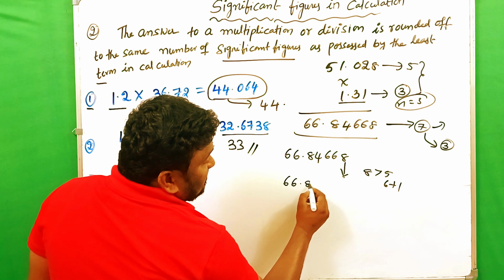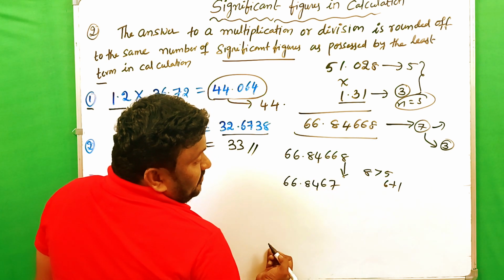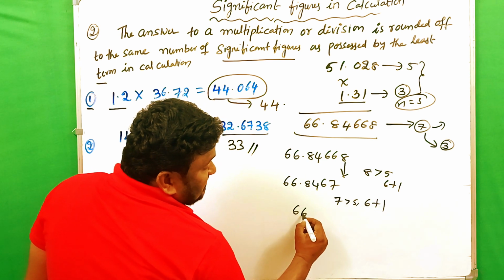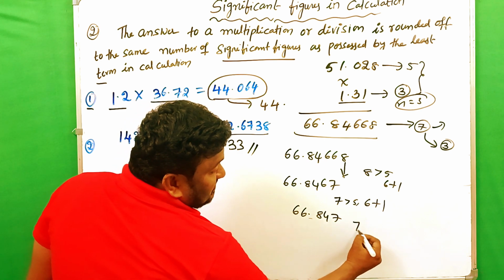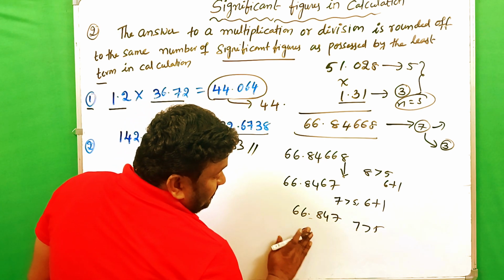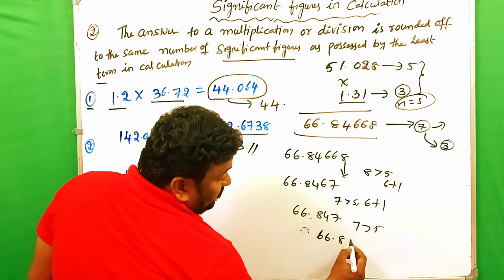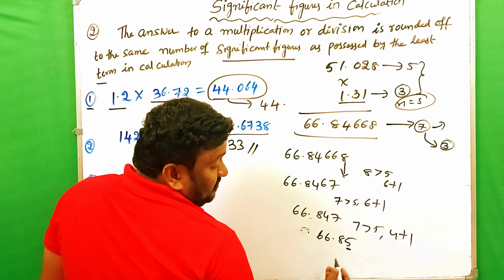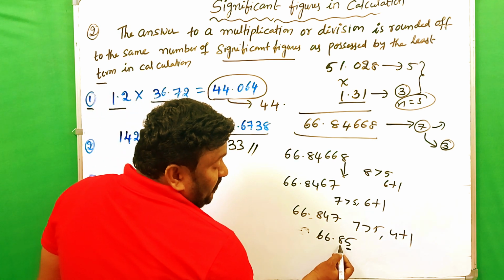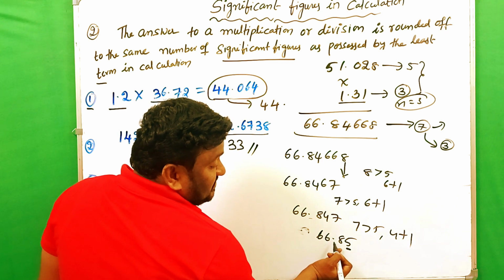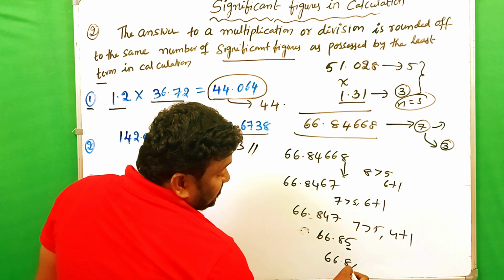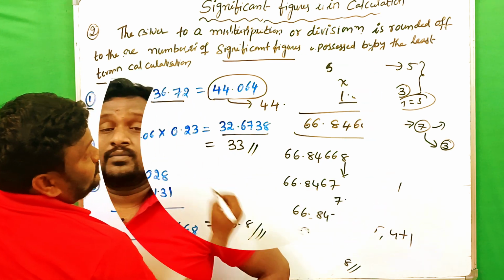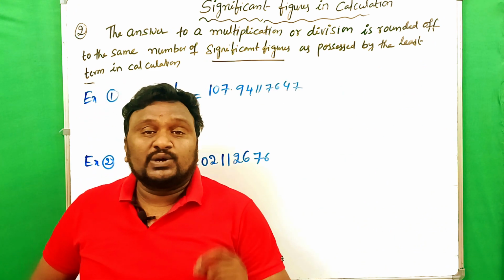Then what is it? 66.847. Clear. And again 7 is greater than 5. Again 6 is raised by 1. 66.847. Again 7 is greater than 5. Then what do we write here? 66.85, because 4 is raised by 1. And this 5 is here. When we have 5 like this, before the number we have to check whether it is even or odd. 8 is even. That's why there is no modification to it. So simply, now this value is what? 66.8.